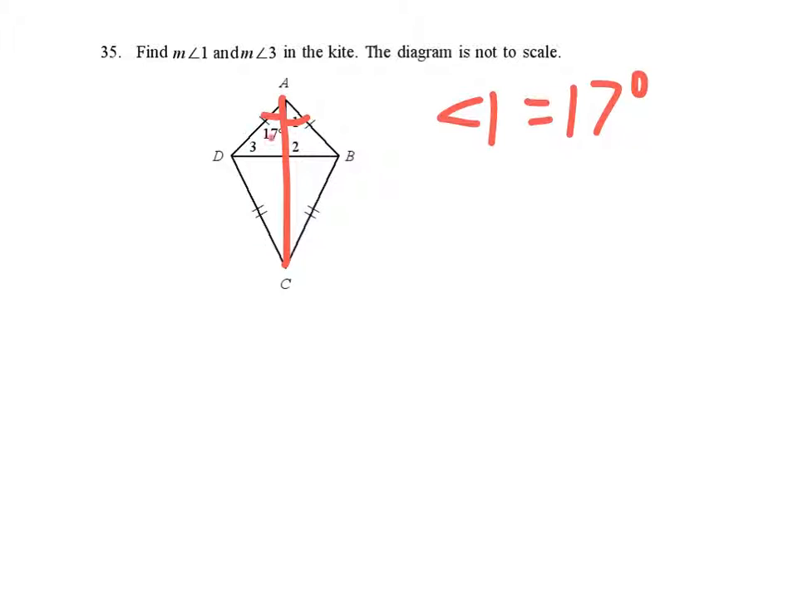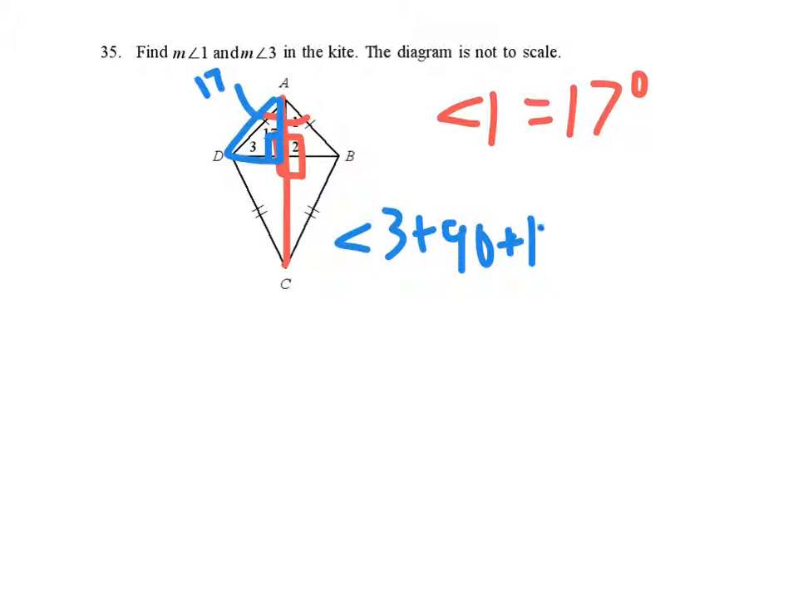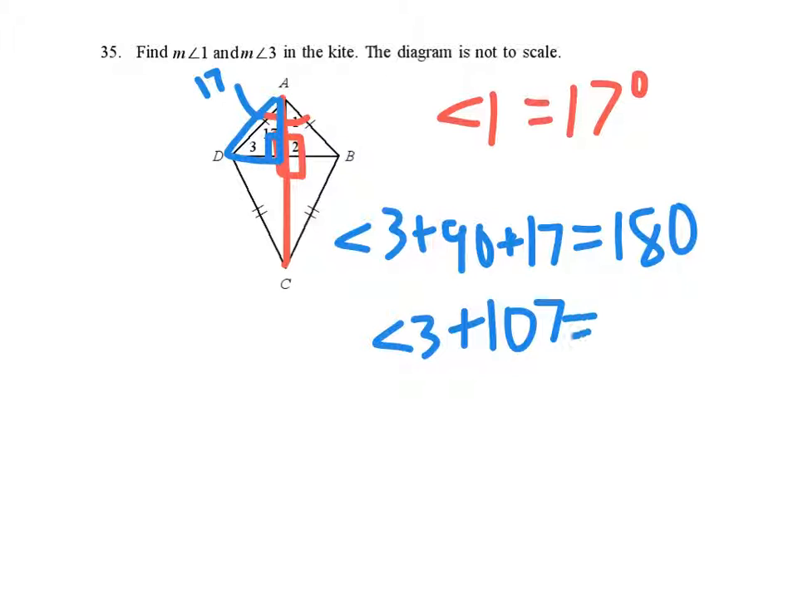I also know that all these angles in the middle have to be 90 degrees. So it's a little covered, but over here I have my angle. The top one is 17. The corner is a right angle, so we can find angle 3. So I'm going to say angle 3 plus 90 plus 17 equals 180, the total angle measures of a triangle. So we have angle 3 plus 107 equals 180.